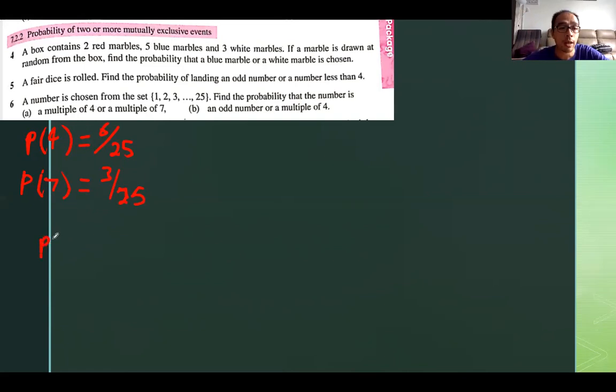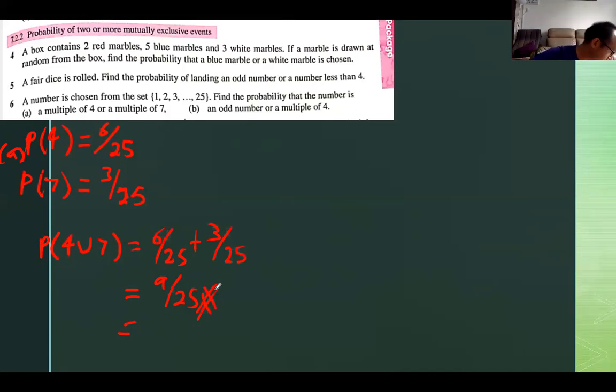No problem. So the probability of 4 or 7 is 6 over 25 plus 3 over 25 because there's no overlap. Okay, paling senang ni no overlap because you don't have to do an extra step. Okay, 9 over 25. Boleh dipermudahkan ke 9 over 25 please? Tidak, paling mudah sudah. Alright. Okay, so 9 over 25.